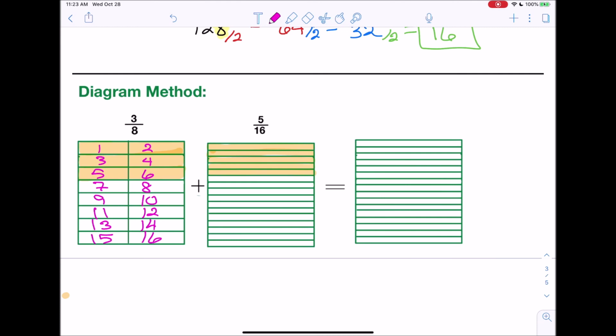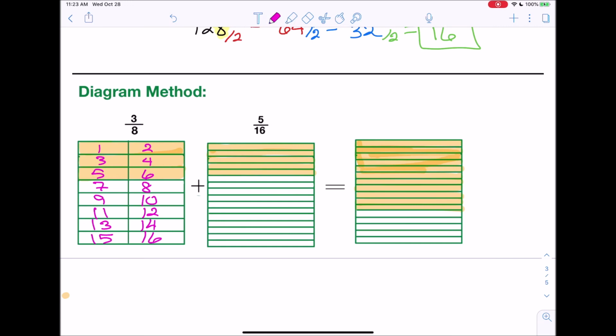So when I add them together, obviously the rectangle needs to have 16 parts because that's how many parts match in both rectangles. And we take a look at our first rectangle and we notice that 6 of them are colored in. So that means I'm going to color 6 parts in my answer. So 1, 2, 3, 4, 5, 6. In our second rectangle, we're adding 5. Okay, so I'm going to add 5 more. 1, 2, 3, 4, 5.